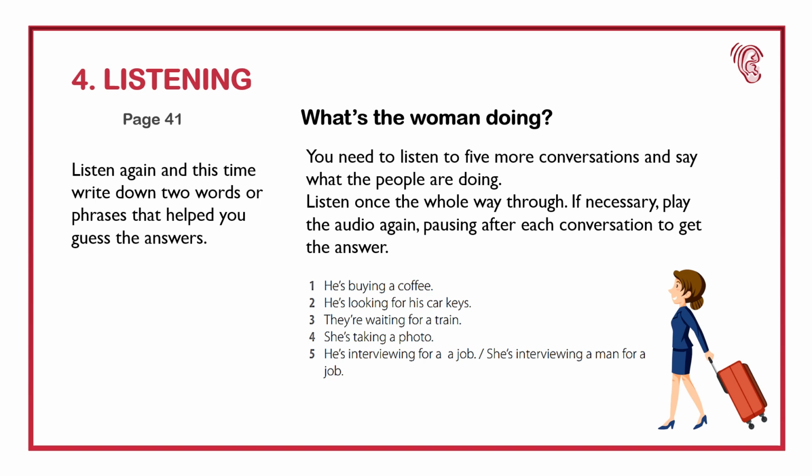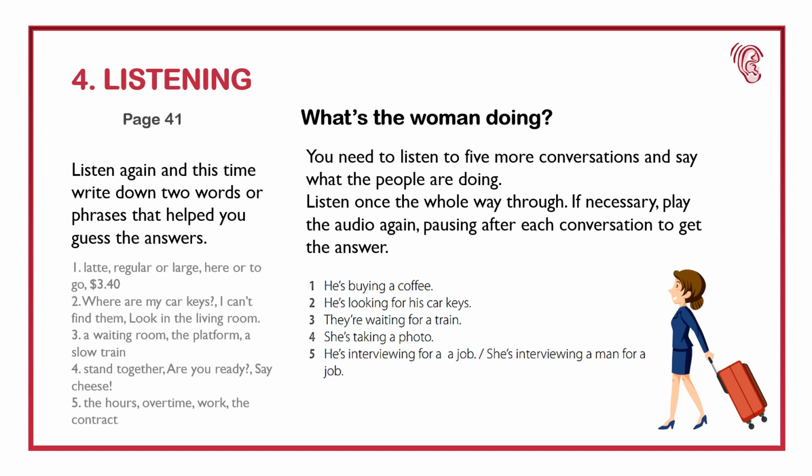Okay, we're gonna look at the answers together now. For number 1, you hear the words latte, regular or large, here or to go, and $3.40. So he's buying a coffee. Number 2, where are my car keys? I can't find them. Look in the living room. So he's looking for his car keys.